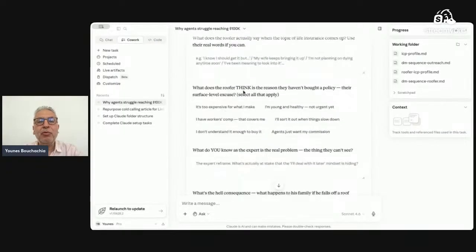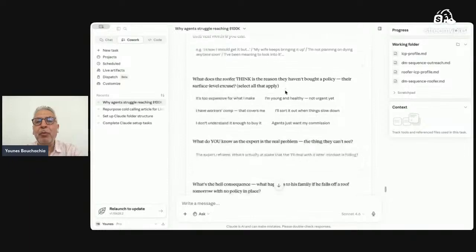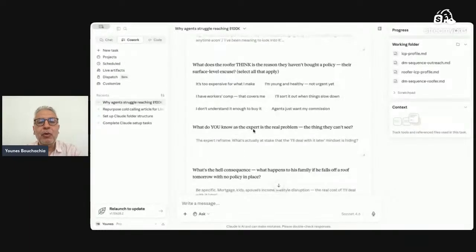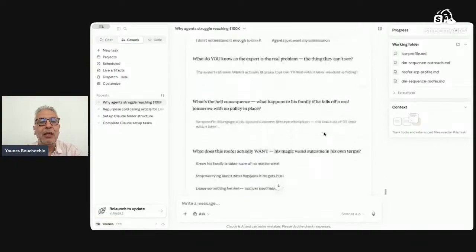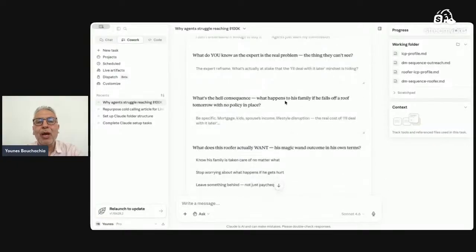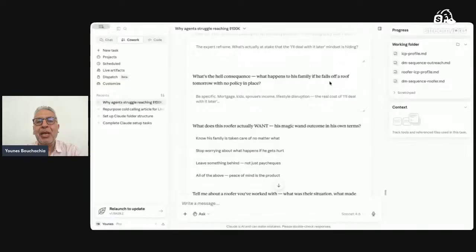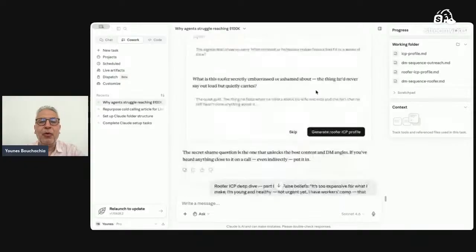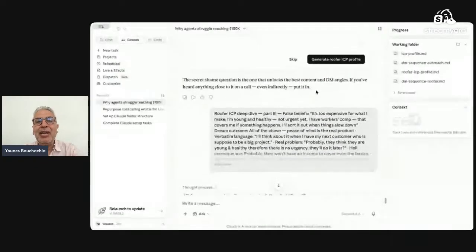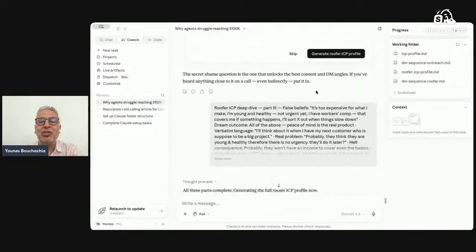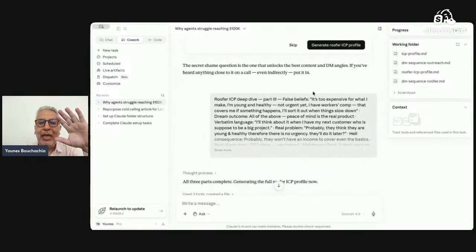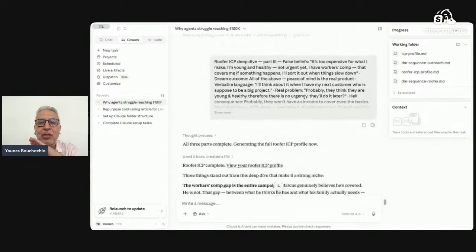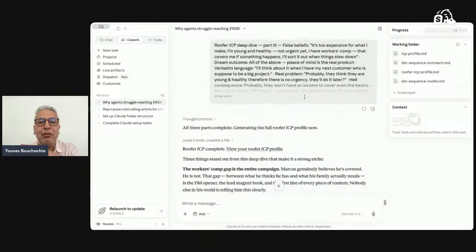What does the roofer think is the reason they haven't bought a policy? What do you know about, as the expert, is the real problem, the thing they can't see? What's the health consequence? What happens to this family if he falls off the roof tomorrow with no policy in place? What does this roofer actually want? And so on and so forth. So now Agent Ignite knows exactly this new niche that you want to target. Now it has a complete idea, it knows everything about them. It knows where they are located.